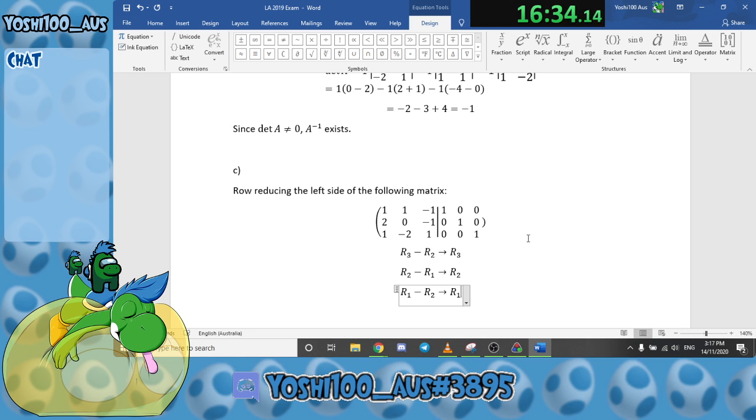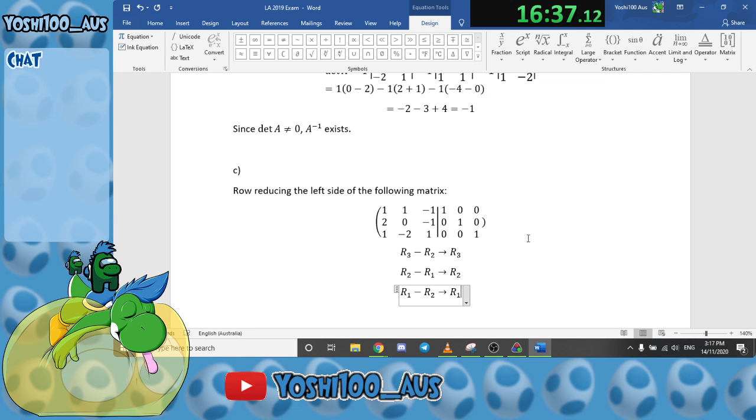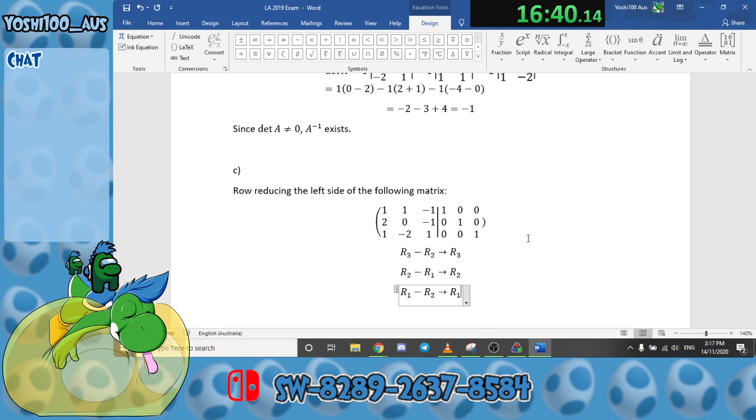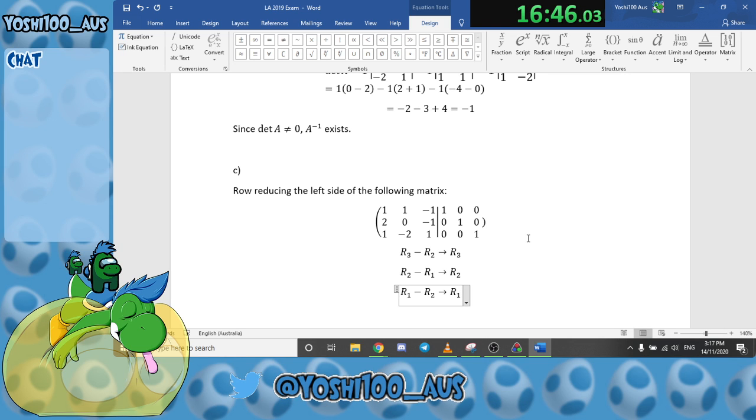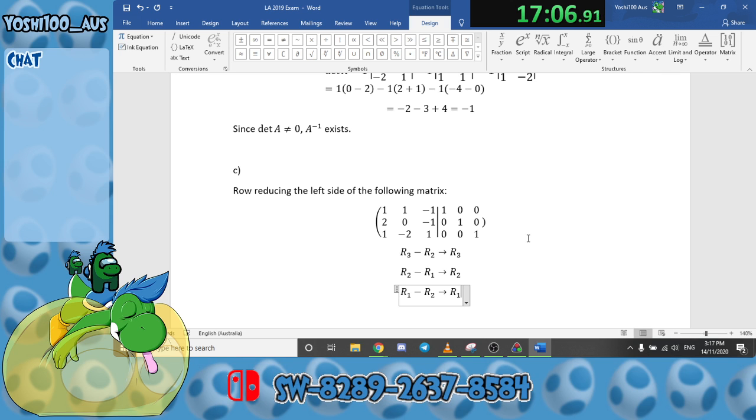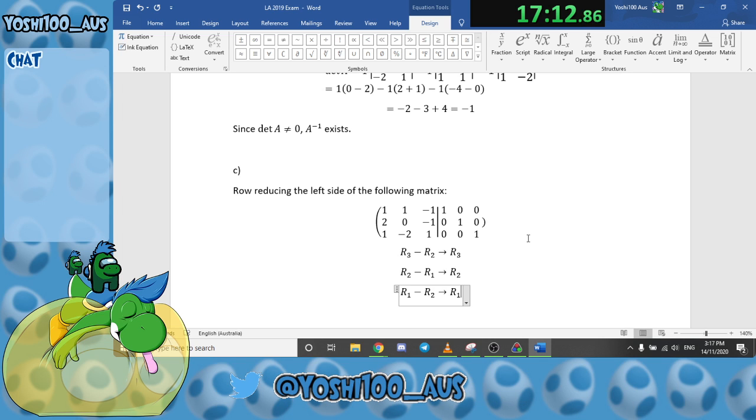Multiply row 1 by 2, add it to two times R1. Should I add it? Plus R2, yeah. That will give us R3, sorry. That gives us what? It doesn't matter actually. Let's make that R1.